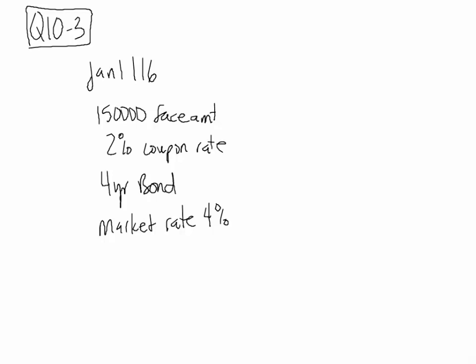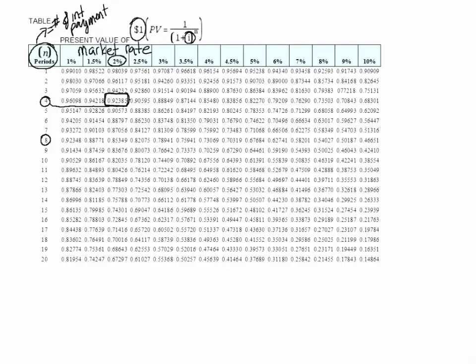So how can we determine the selling price of this bond? We can calculate the present value. So we're going to calculate the present value of the face amount. So that's $150,000. We need to multiply it times the factor. Can you tell me what you think the factor will be? I'm going to go to the present value tables. This is the present value of $1. What factor should I use?